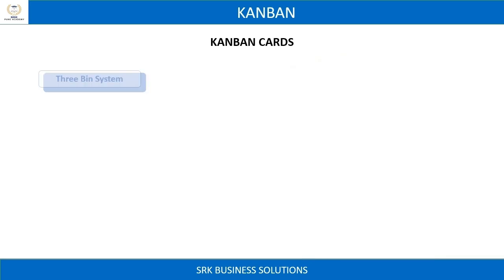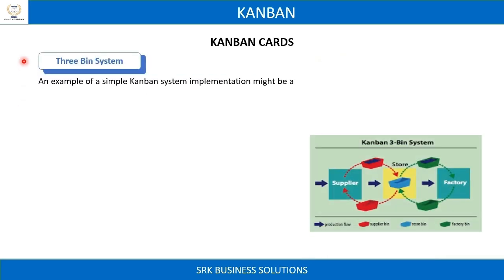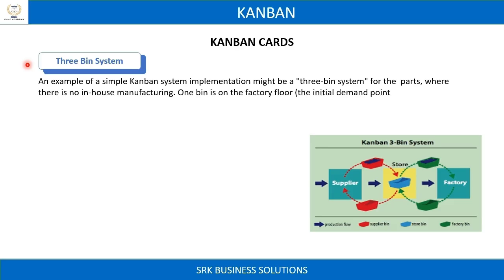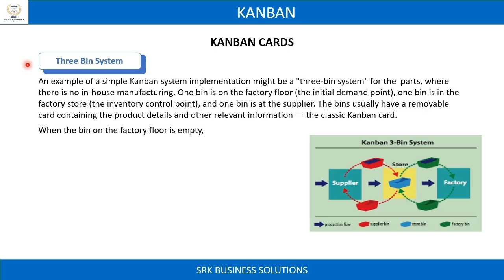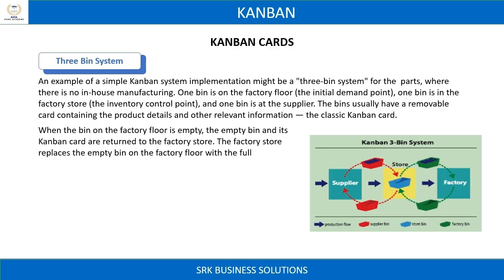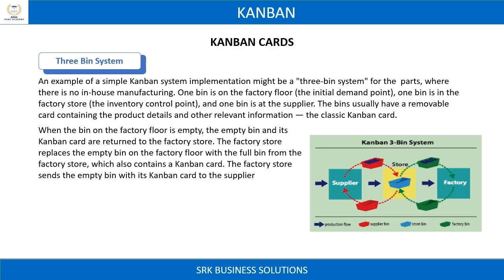Second is the 3-bin system. An example of a simple Kanban system implementation might be a 3-bin system for the parts, where there is no in-house manufacturing. One bin is on the factory floor, one bin is in the factory store, and one bin is at the supplier. The bins usually have a removable card containing the product details and other relevant information. When the bin on the factory floor is empty, the empty bin and its Kanban card are returned to the store. The store replaces the empty bin on the factory floor with the full bin, which also contains a Kanban card. The store sends the empty bin with its Kanban card to the supplier.